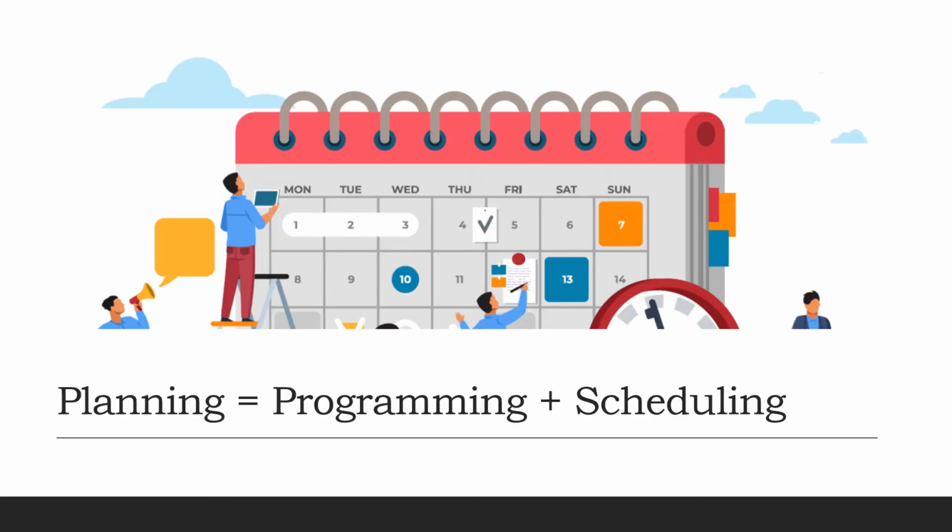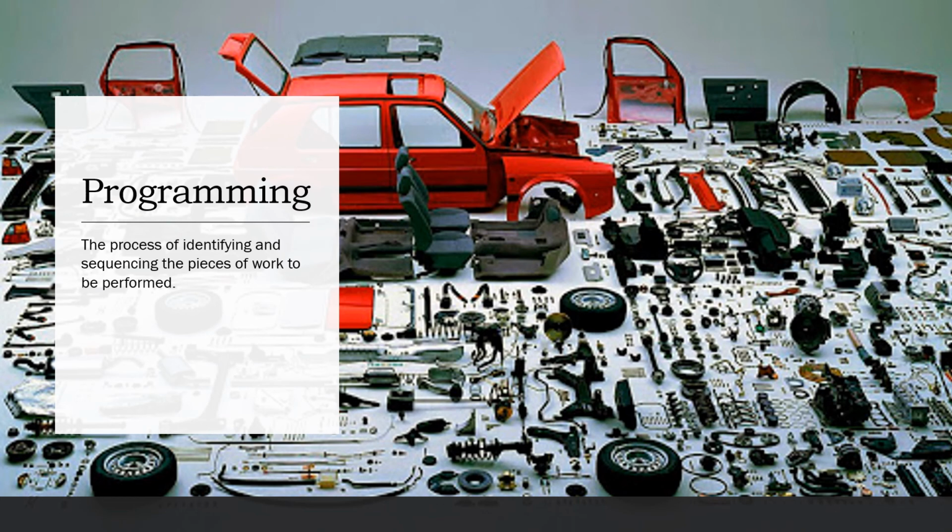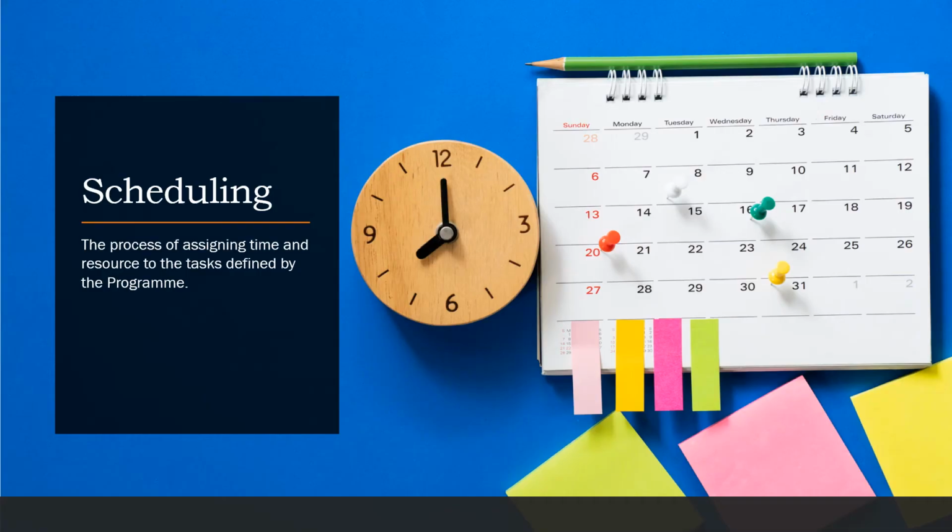Planning as a process is a combination between programming and scheduling. Programming is the process of identifying and sequencing all the pieces of work to be performed in the project. Scheduling is the process of assigning time and resource to the tasks defined by the program.